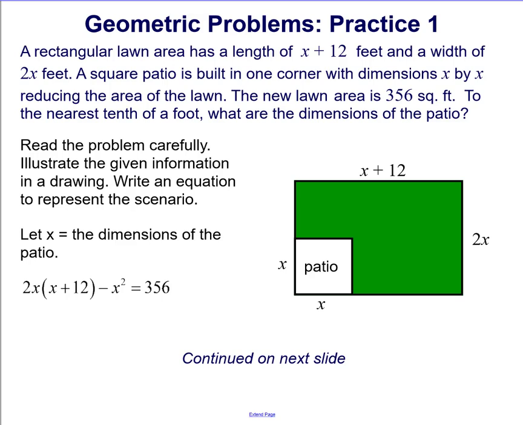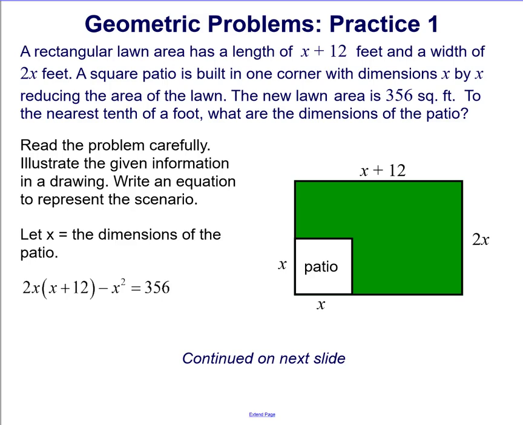And welcome back. With any word problem, you want to start off by reading the problem carefully. Next, you want to illustrate the given information in a drawing, and that was done on the previous slide. So we're up to the stage where we are going to write an equation to represent the scenario. So x represents the dimensions of the patio. So here you see the patio has the dimensions x by x.